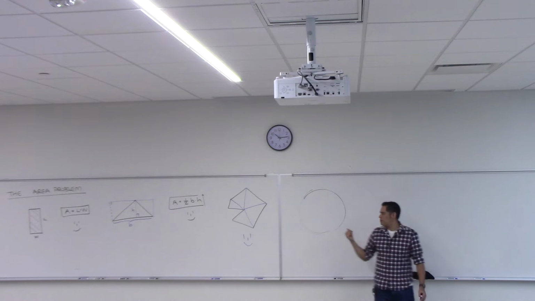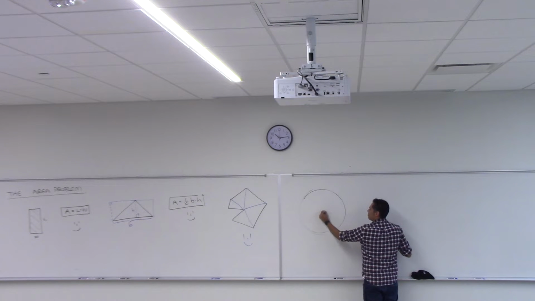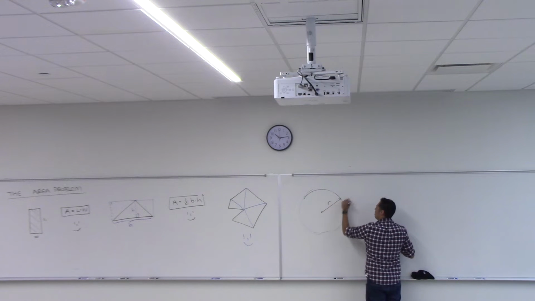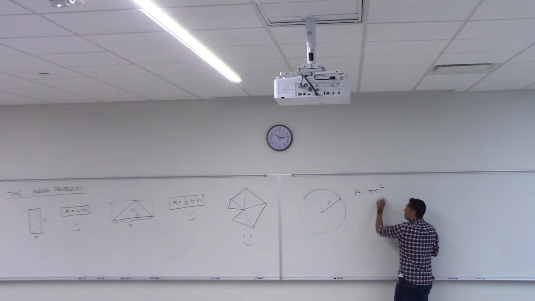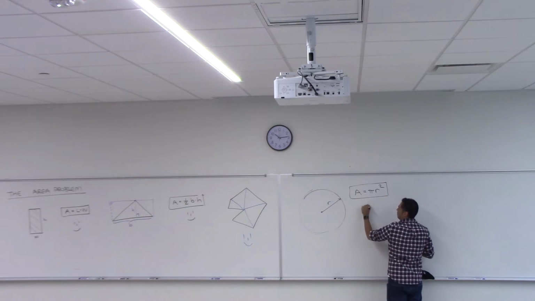We all know the area of this, right? We all know that if you can measure the distance from here to here, call that r, this is pi r squared, right? We all know that. And we are happy with this.